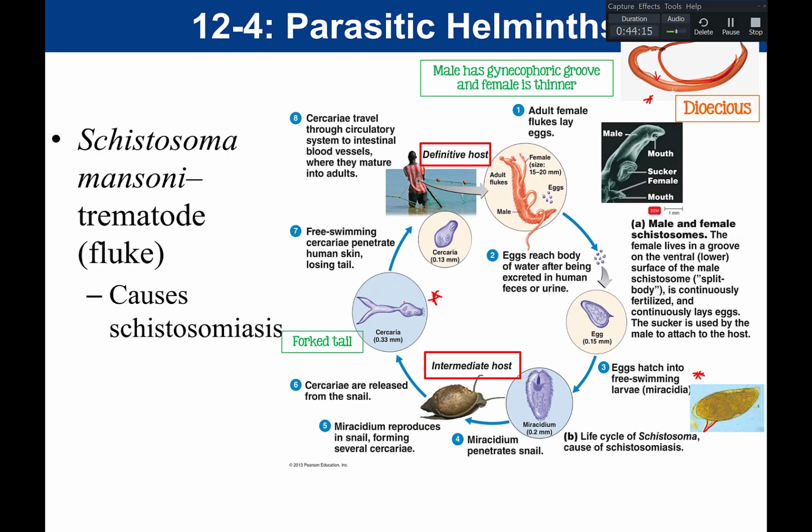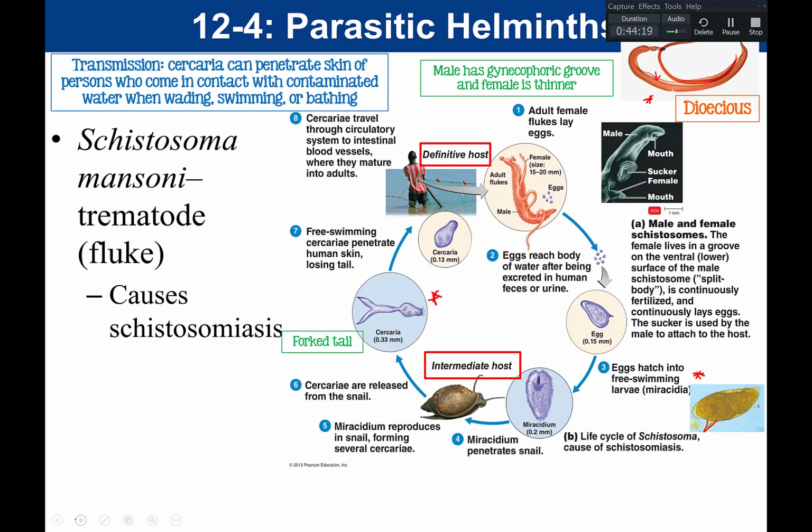Now, let's talk about how you become infected with Schistosoma. So the way that Schistosoma occurs is that you have to come in contact with contaminated fresh water that contains certain types of snails that carry the parasite. So how does this all happen? Well, let's say a person is in the water and this person is infected with Schistosoma.